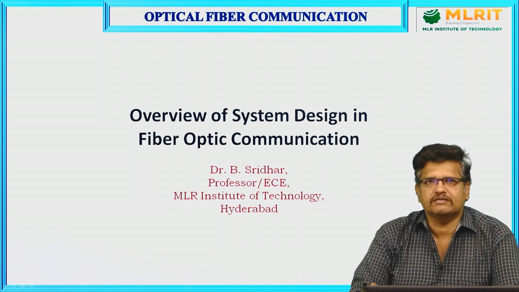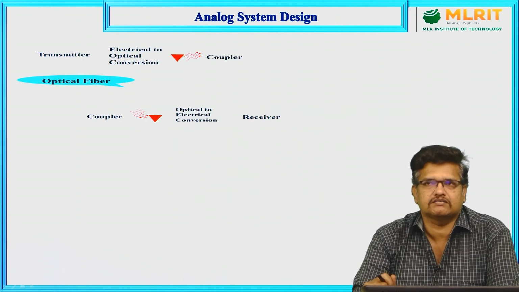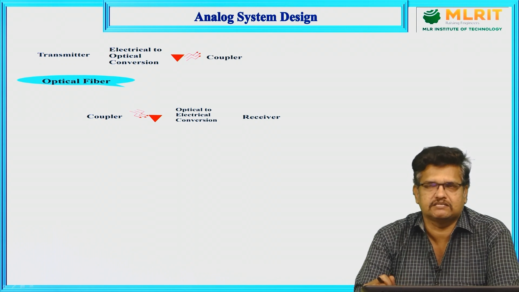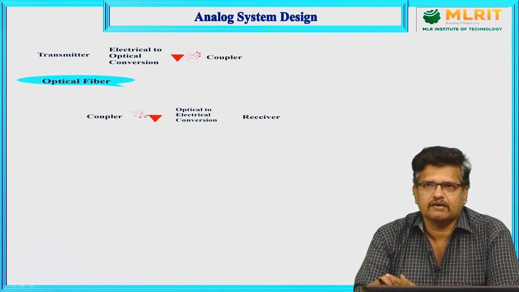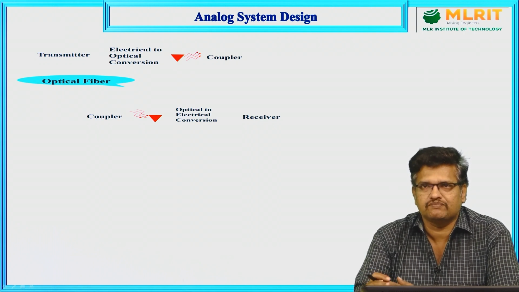Now, we are going to discuss the overview of system design in a fiber optic communication system. Let us see the analog system design. In any optical communication system, the electrical signal is converted into a light signal, and we can transfer it over a longer distance through the optical fiber. At last, we recover the signal by converting the light signal to an electrical signal using the photodiode. Finally, we get the signal.